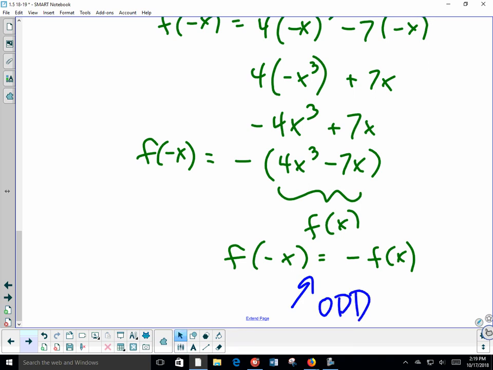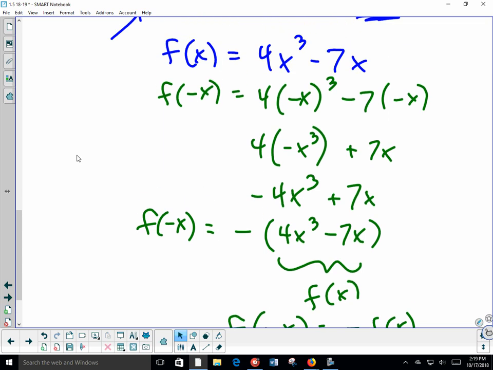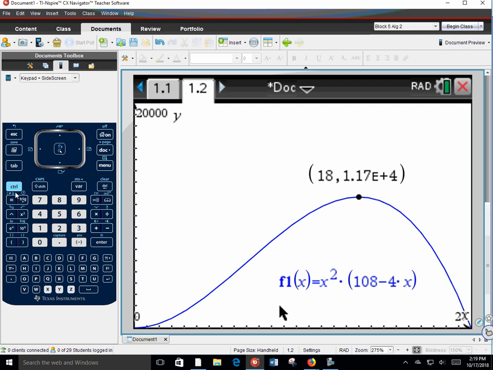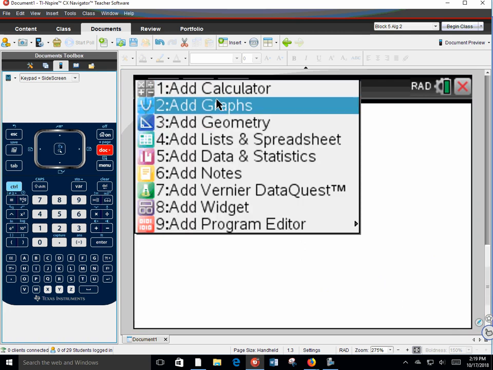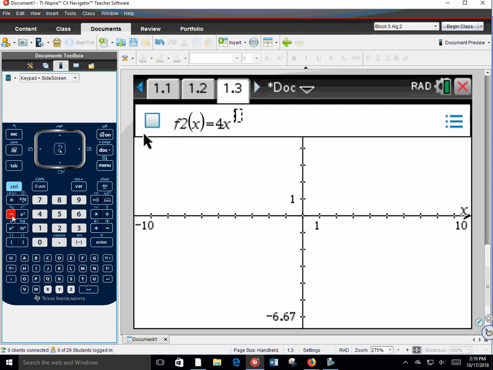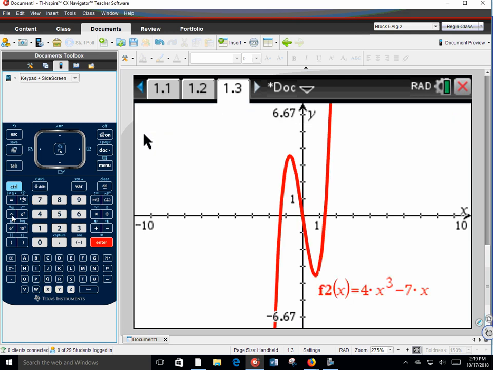Let's graph this one just to see if it would pass the 180-degree spin test for an odd function. That's 4x cubed minus 7x. Graphs. I want 4x raised to the third minus 7x. Does that look like it would pass the 180-degree spin test? Yes. I think it would. Yeah, if I could rotate this 180 degrees. Are we okay with this?